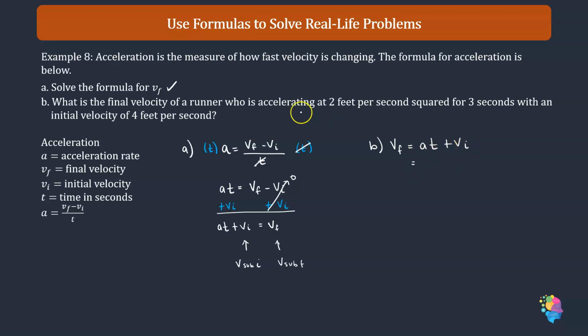They give us that the acceleration is 2 feet per second squared, that the time is 3 seconds, and that the initial velocity is 4 feet per second. So 2 times 3 will be 6 plus 4, that will be 10. So the final velocity, which is what we're looking for, is going to be 10 feet per second. Let's write it down.